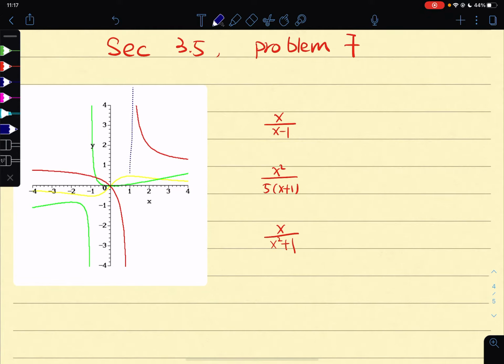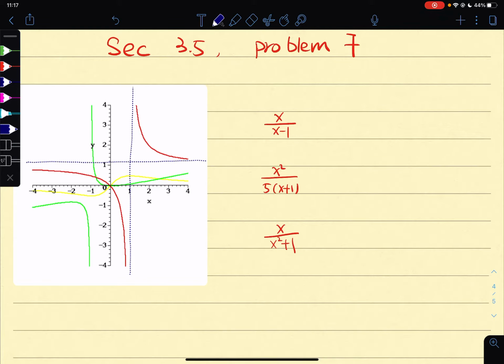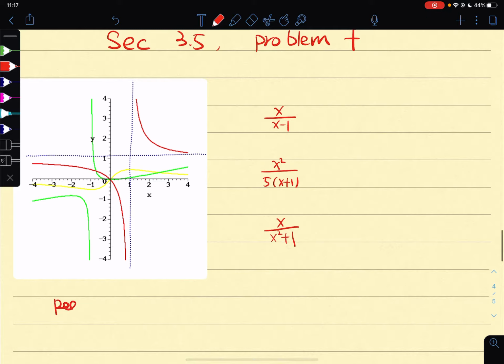So for example, this one, your function clearly has a vertical asymptote, which is x equals 1. And this red curve also has a horizontal asymptote somewhere near y equals 1. So the red curve we have has a vertical asymptote, roughly speaking, x equals 1, and a horizontal asymptote, roughly speaking, y equals 1.